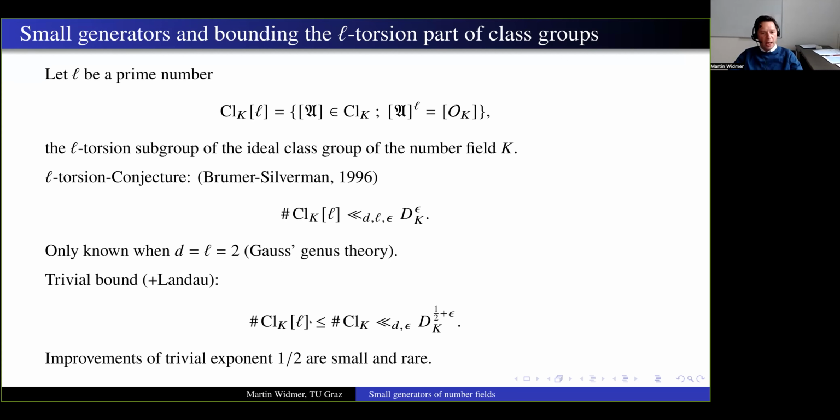Okay, so a trivial bound that you have on the l-torsion part, of course, is just bounding it by the whole class group. And a result of Landau gives us an upper bound for this whole class group as d_K to the 1/2 plus epsilon. And the goal is essentially to improve this bound for the l-torsion part, in particular to try to improve this exponent 1/2. There are very few instances where this has been achieved, and usually the improvements are quite small.